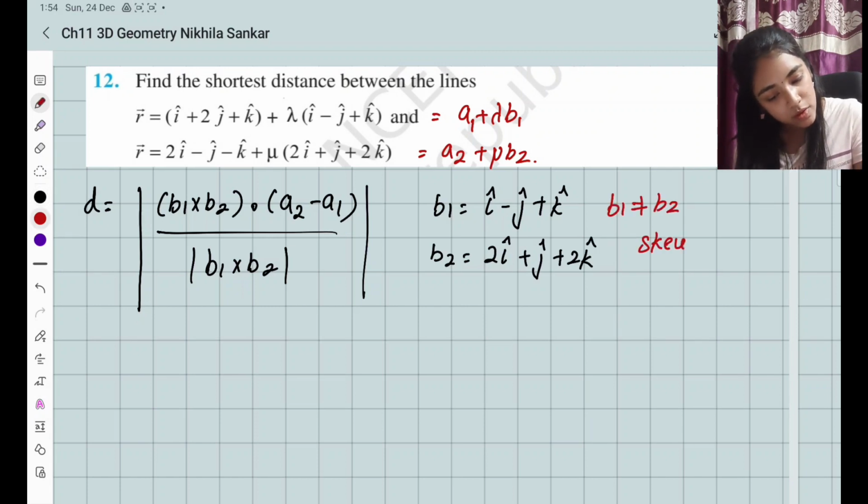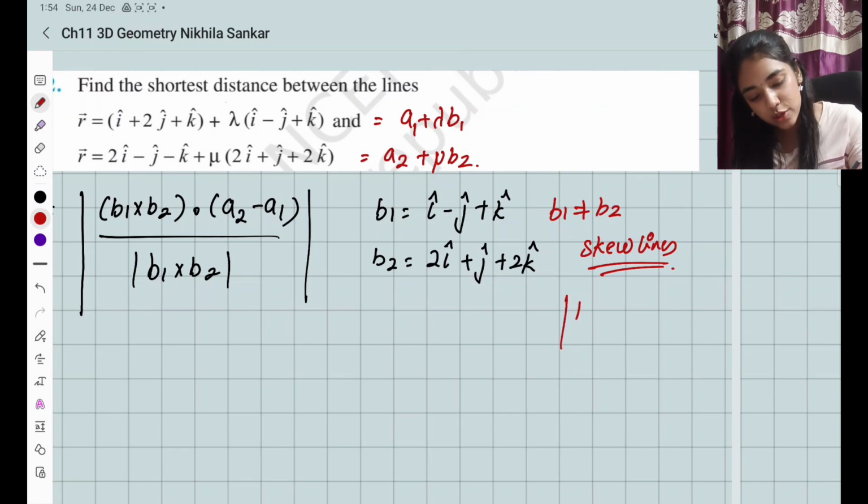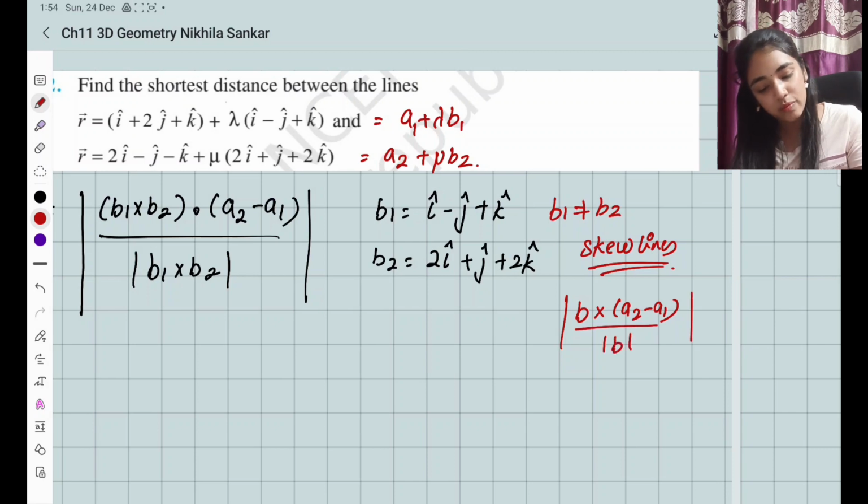So we are talking about skew lines. First we need to find out whether they are skew lines or not, and only after that should we apply the formula. If there are parallel lines instead of skew lines, the formula is going to be B cross (A2 minus A1) divided by the magnitude of B. So this is for parallel lines. Please pay attention, don't write it wrongly in the exam.